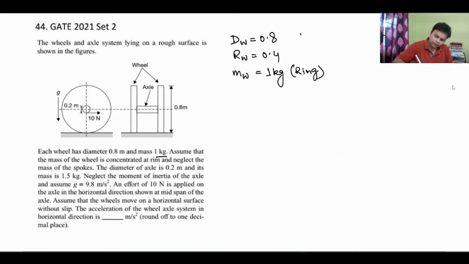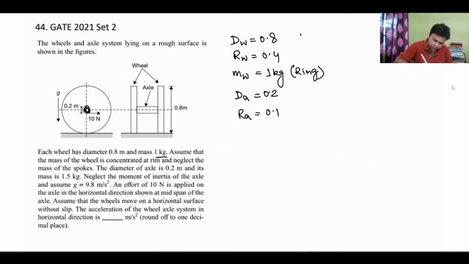The diameter of the axle is 0.2. So the diameter of the axle is equal to 0.2. So the radius of the axle is equal to 0.1. Good. If you want to see it here, this is the radius of the axle. This is the axle. So basically the radius of this axle is 0.1. The radius of the entire wheel is 0.4. And the mass of the axle is 1.5 kg.